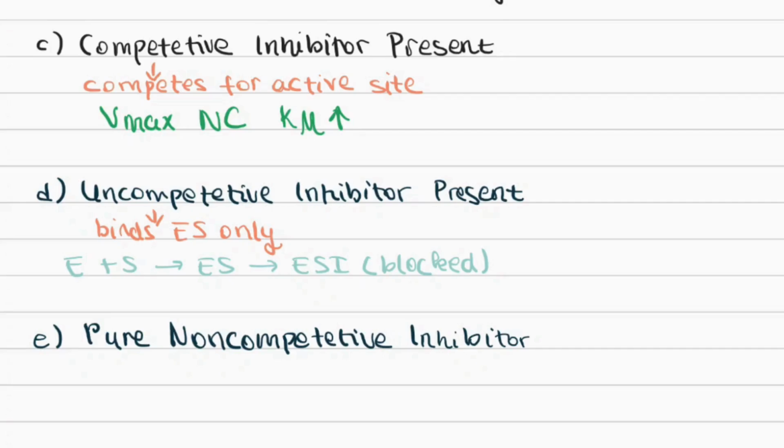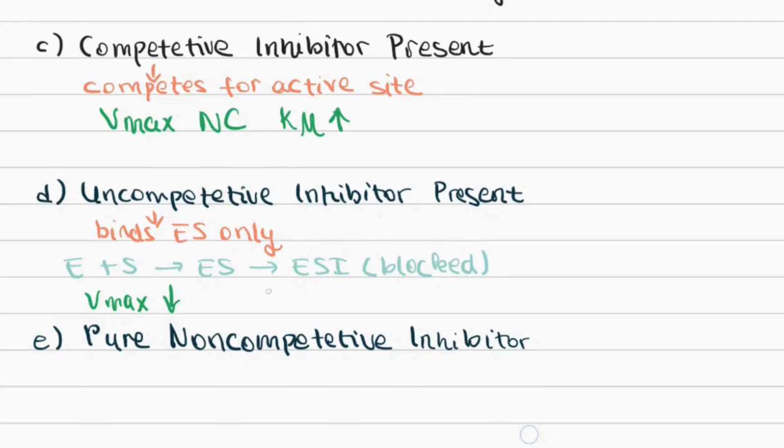Option D, an uncompetitive inhibitor is present. This inhibitor only binds to the enzyme-substrate complex, forming an inactive ESI complex that reduces the overall reaction rate, so Vmax drops. Because it traps ES, the enzyme appears to have higher substrate affinity, so Km decreases.